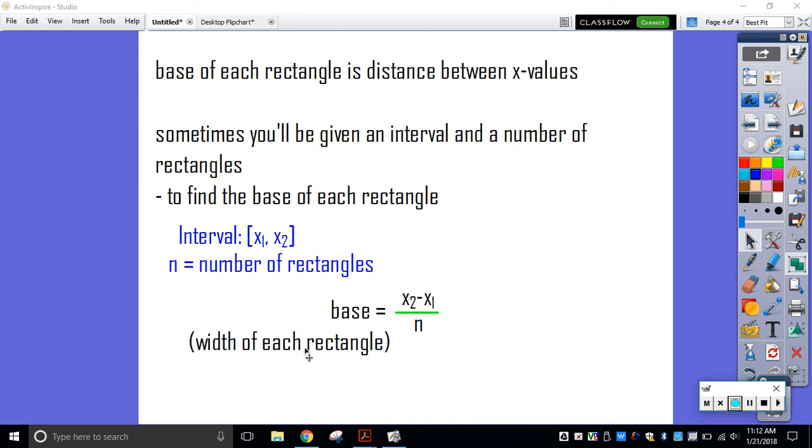So in the activity you just completed, the interval for number 1, for the first page, would have been from 1 to 5. And there were 4 rectangles. So 5 minus 1 is 4. 4 divided by 4, 1. So you get the width of each rectangle that way.